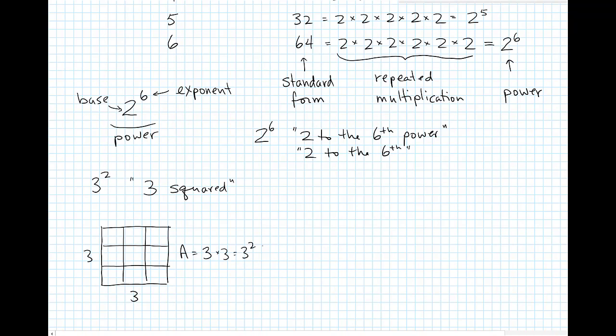Similarly, if we have a cube and we're trying to find the volume of the cube, we end up multiplying the edge length by itself and then by itself again. So for instance, if we have an edge length of 2 and we find the volume, it's going to be 2 times 2 times 2, 2 to the power 3, or more commonly 2 cubed.